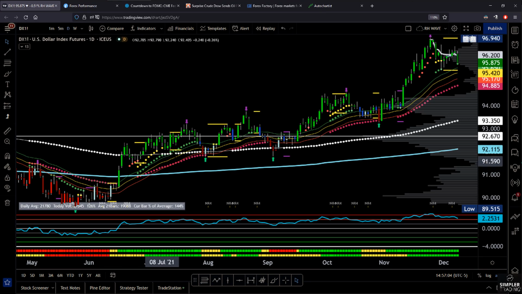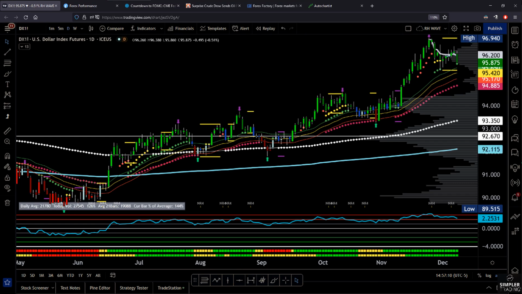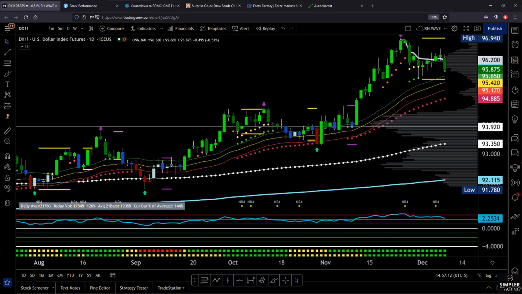Taper, eventual rate hikes. We do have the CPI coming up, and that again will probably cause some volatility, but this is the volatility that we want to take advantage of. So let's talk about the dollar setup and also the euro setup and talk about the difference between the two so you have a better idea of why you would want one over the other.